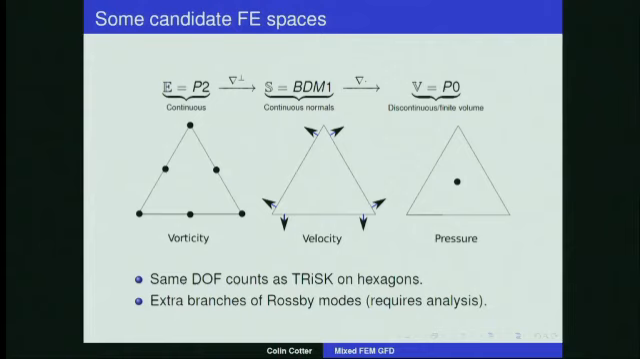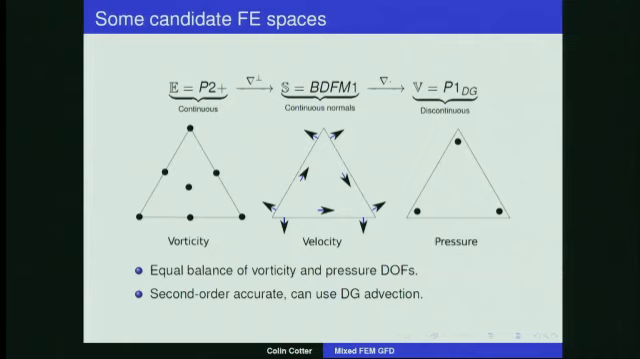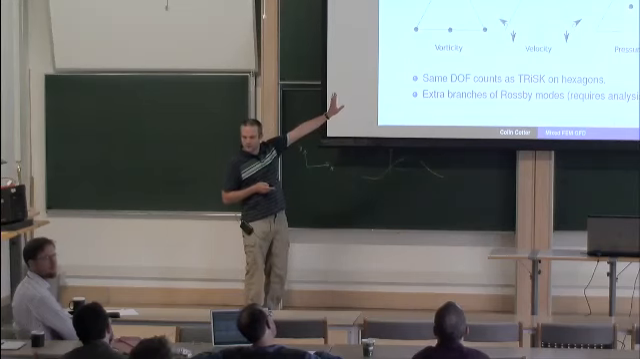An interesting thing about it is it has the same degree of freedom counts as the hexagonal C grid. So you've got the same number of velocities per cell and pressure per cell, etc. And so therefore it also has extra branches of Rossby modes, which I haven't done any dispersion analysis on to see if they're the same kind of thing as you get in the hexagons or not.